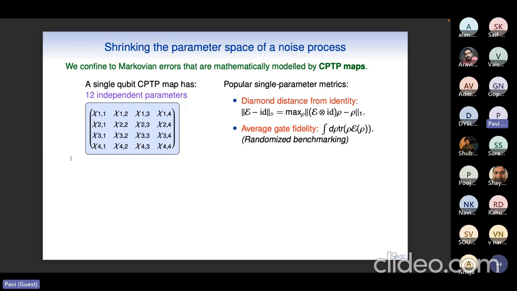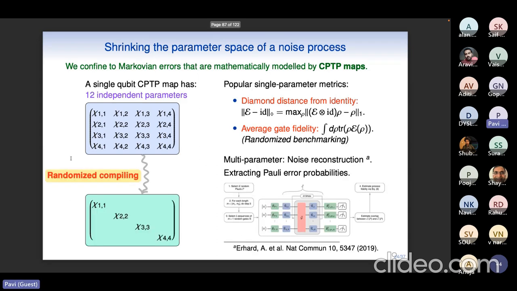Because this transformation also has to preserve positivity and trace one, you can prove that it will have 12 independent parameters instead of 16. And randomized compiling can now be thought of as an active process where after applying that process, we are only left with four parameters out of these 12. And each of these four parameters are related to the probability of the four Pauli errors that the system undergoes. And now, noise reconstruction is an experimental technique to estimate the value of these parameters. Okay, so now what we've done is we've simplified the noise in the system and we've extracted the relevant information about that simplified noise.